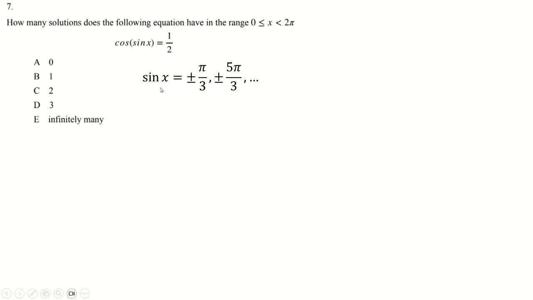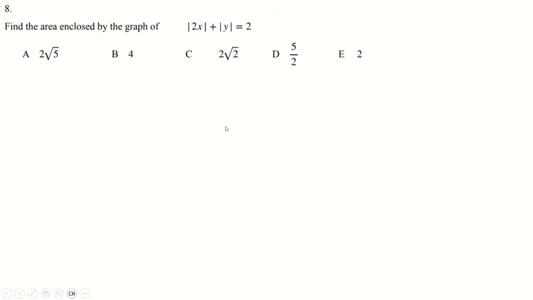Now, the issue with all these is that sine of x is between minus 1 and 1. And even the smallest of these solutions, pi over 3, is slightly bigger than 1. So there are no solutions. All of these numbers are bigger than 1. So I don't think there's any solutions there at all. And I think that's all we need to say.